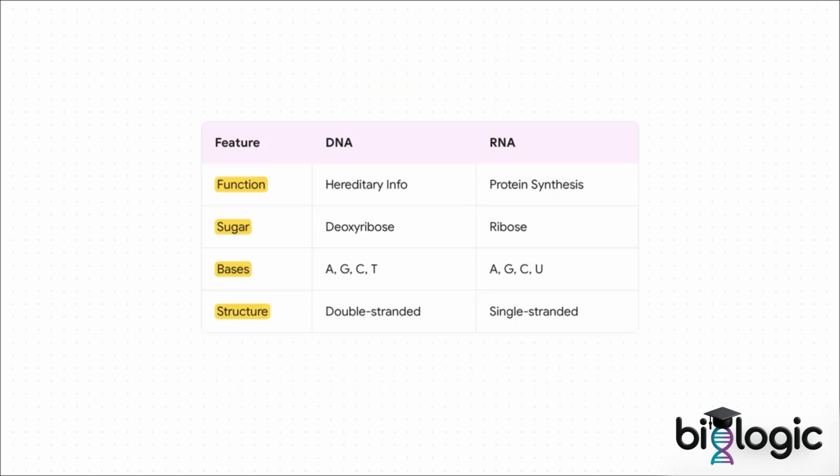So if DNA is the master blueprint, locked away safely in the cell's library, you can think of RNA as the temporary working copy. It's a single strand that carries the instructions out to the cellular machinery that actually builds the proteins. To do its job, it uses a slightly different sugar, and it swaps out the base thymine for a different one called uracil.